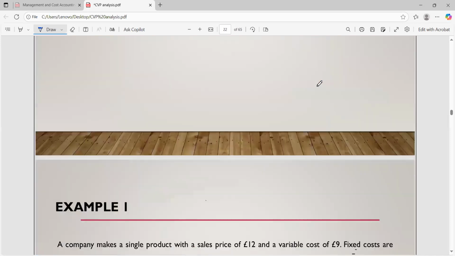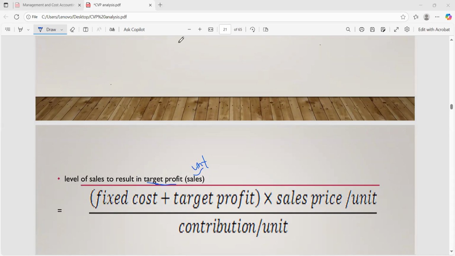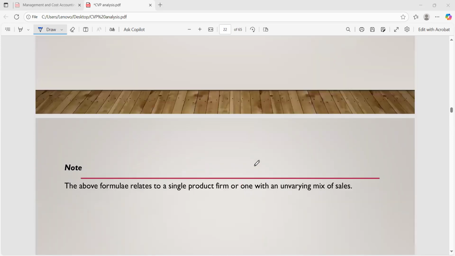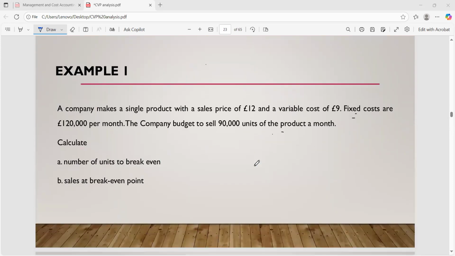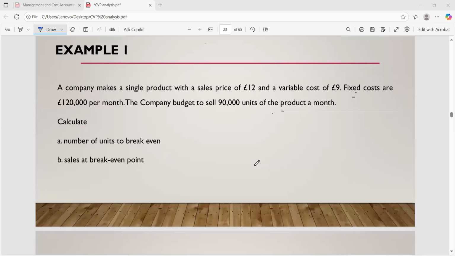Okay. So these above formulas actually explain the contribution method that we are looking at. And more often than not, that is what we use. We use the contribution method a lot. No questions. So let's read through this question together.